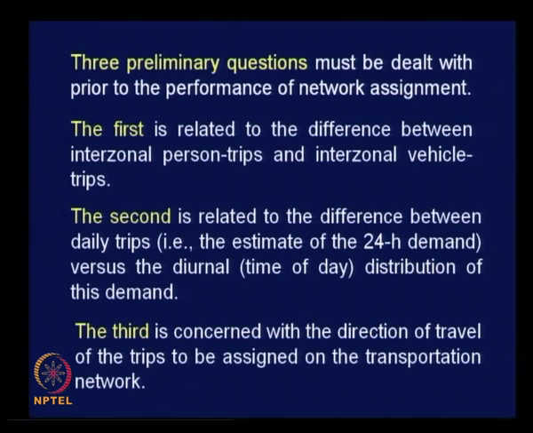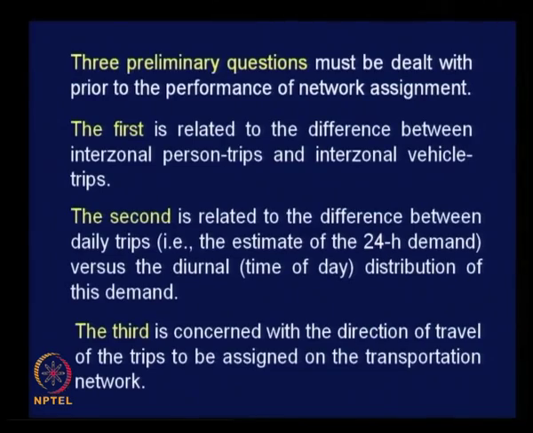The third point to be remembered is concerned with the direction of travel of the trips to be assigned on the transportation network, because at the end of the traffic assignment step you are going to visualize the traffic flow over the entire transportation network. To visualize the flow, you need to know the direction of flow also. What percentage of movements are in one direction, what percentage is in the other direction, right. So direction of movement is also very important in this particular step.